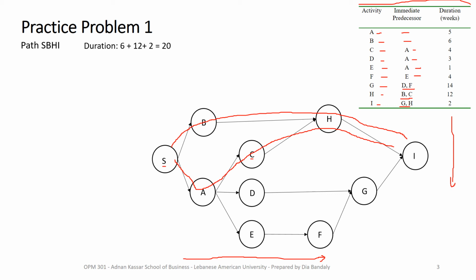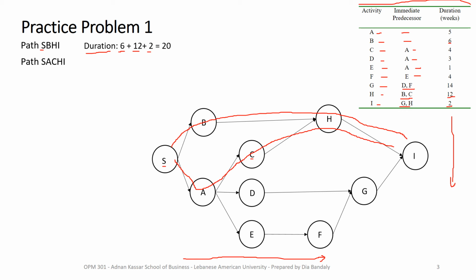Okay, so the first path, how do I find the duration? Here we go. The duration is the summation of the duration of the activities in that path. Now S has zero duration because it's virtual. So what I'm doing here, I'm adding up the durations of the activities B, H, and I. Where do I get these? I get them here. So B is 6. Then we have H, which is 12, and I, which is 2. Summing them up, we get 20.